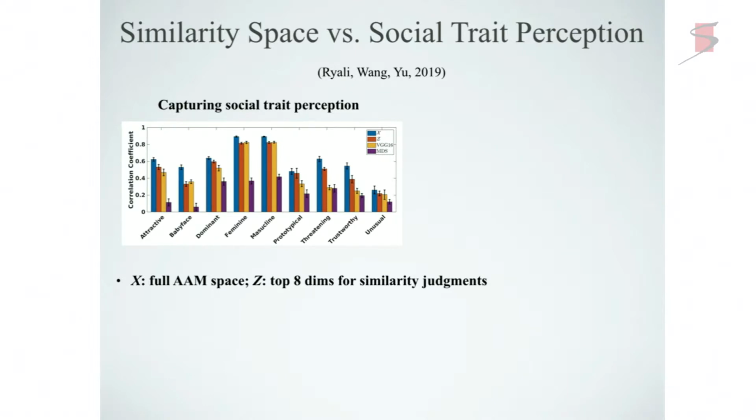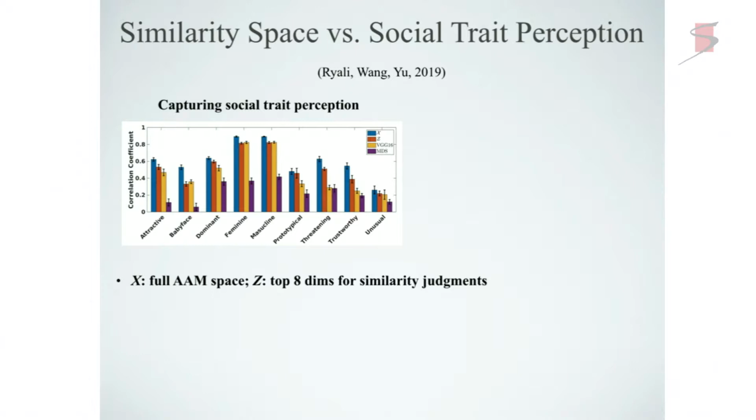So the next thing we looked at is, what are the facial features that matter for social perception versus similarity judgment? Are they the same, or are they overlapping, or are they totally different? And so the way we do this is we take the full AAM space, that we call X for shorthand, and Z represents just the top features for similarity judgment. So these are the ones that really matter for similarity judgment. And yellow or orange here is just a deep neural net. It's 100 features. And what's in purple here is MDS, multidimensional scaling.